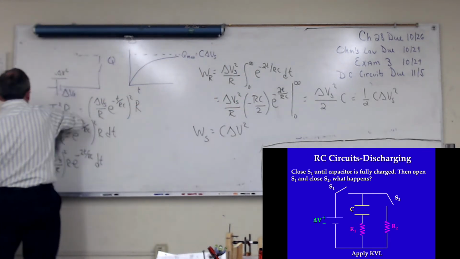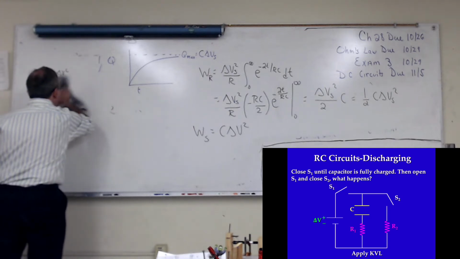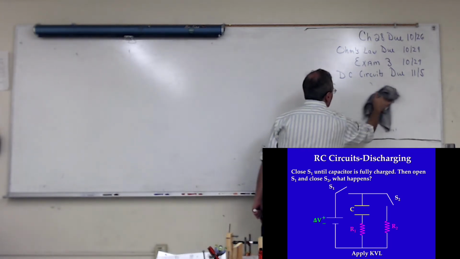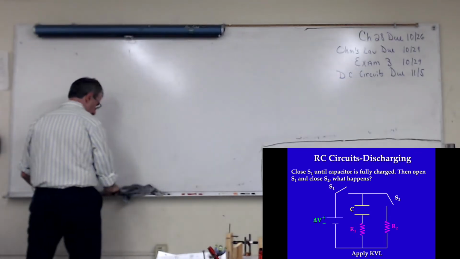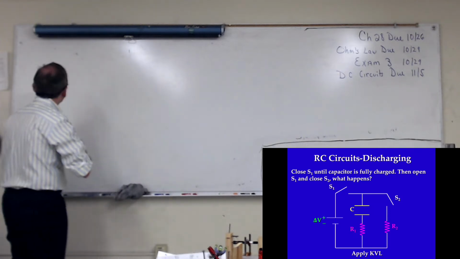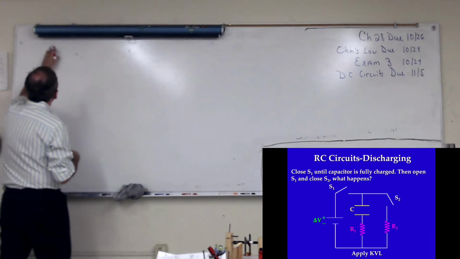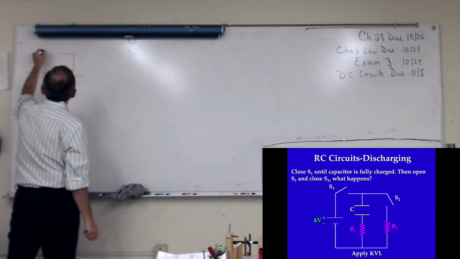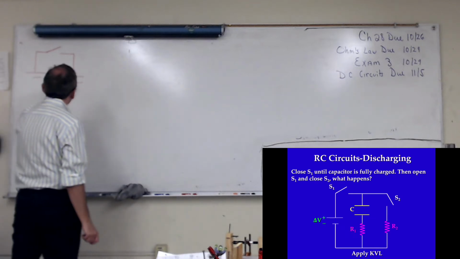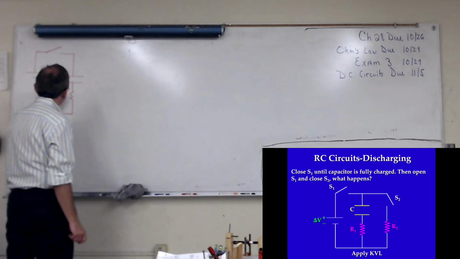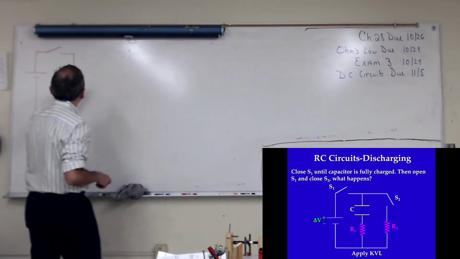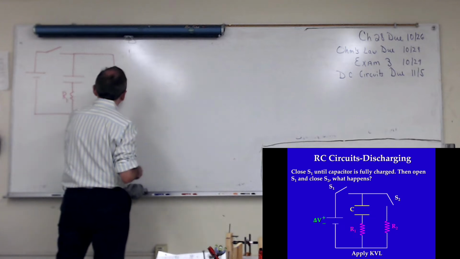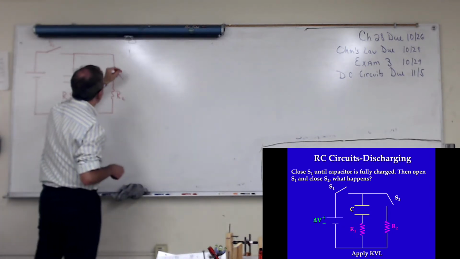Let me erase everything. Let's say I have the following circuit. I have a power supply, a capacitor, and a switch. Unfortunately, my two resistors are in bad spots, and I apologize for that. This resistor should be over here, but that's okay. So I have a switch S1 here, S2 here.